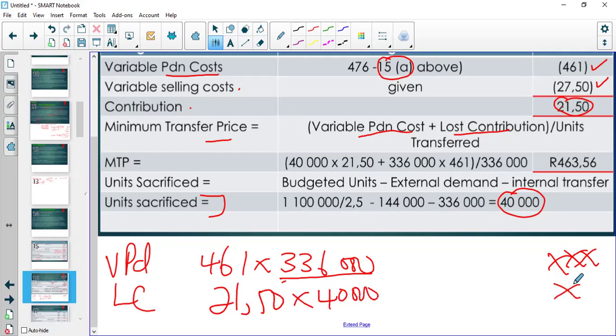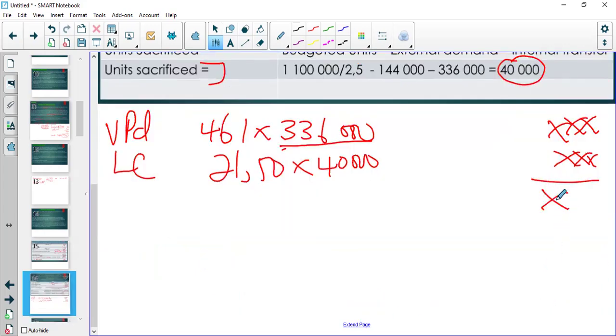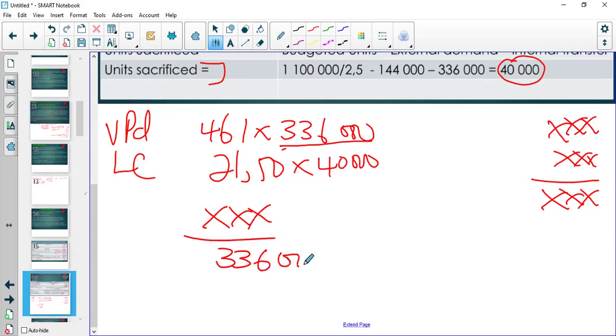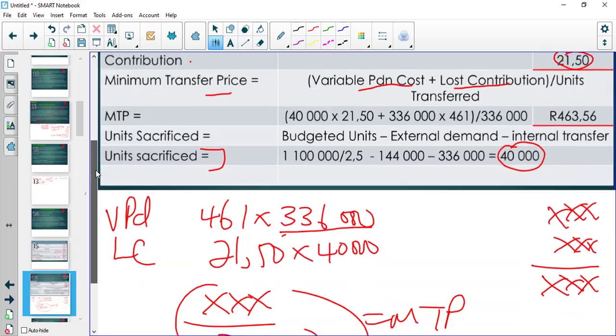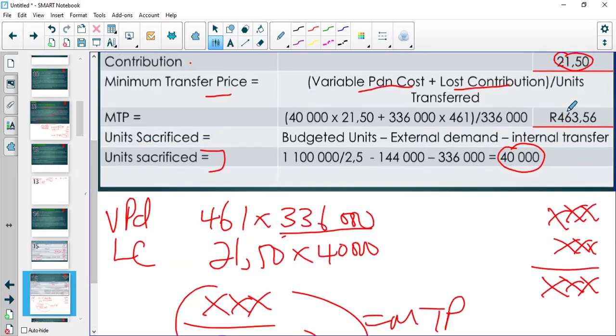Right, and whatever we get here, then we get a total of the costs that we need to cover. And this total has to be spread over the units being transferred, 336,000. Then we get the minimum transfer price. All right, and the minimum transfer price is going to be equal to this. This is what I got.